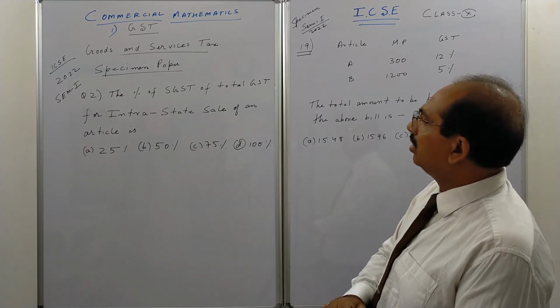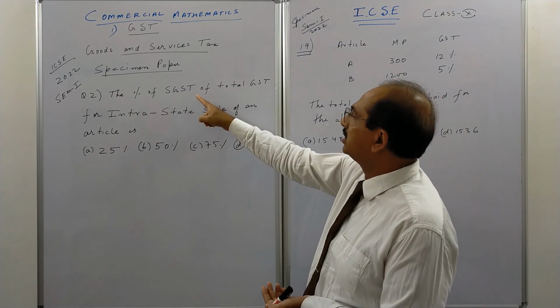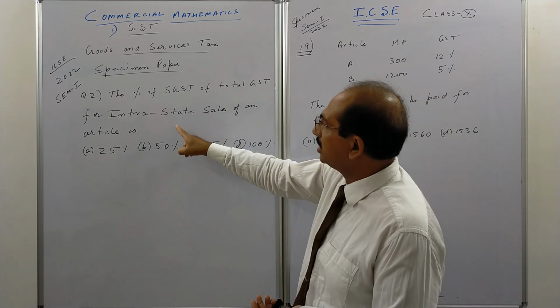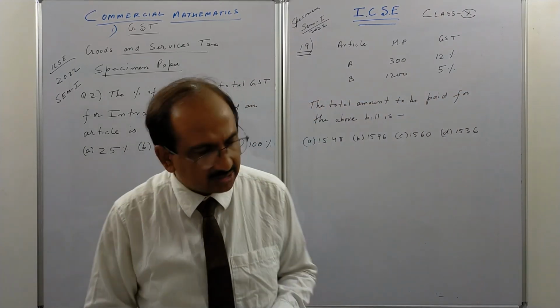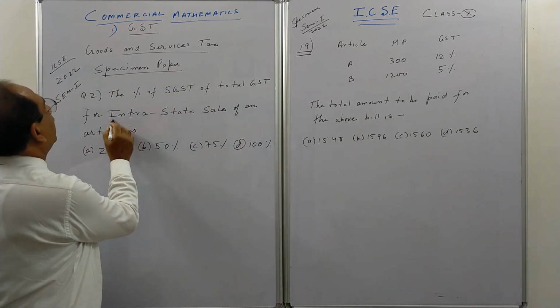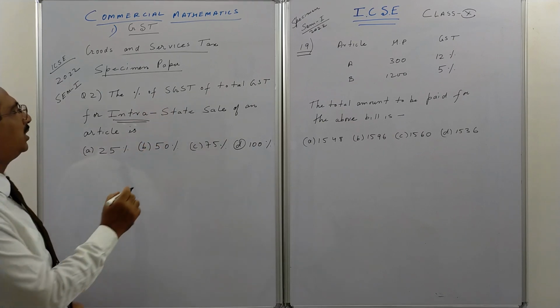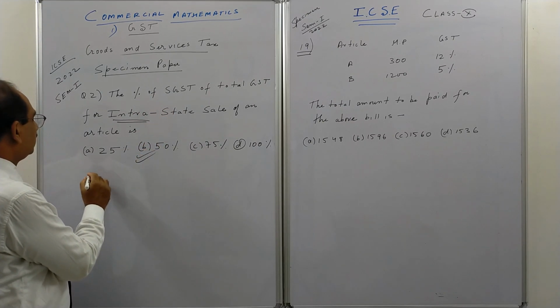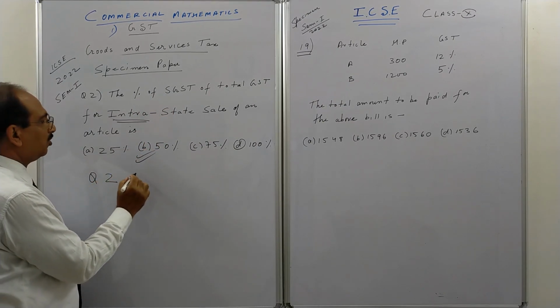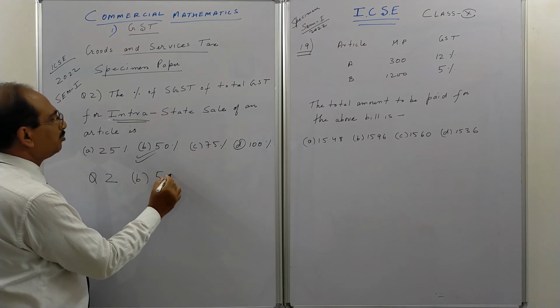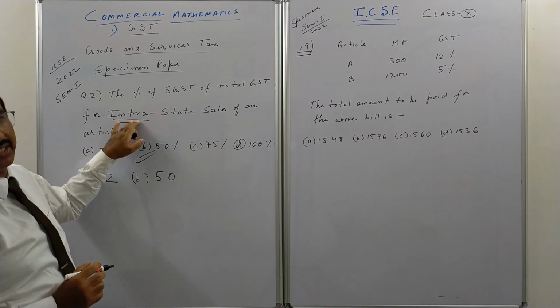Question 2: The percentage of SGST, state GST, on total GST for intra-state, children. See, this word is very important: intra-state. When it is within the state, the state government gets 50%. So the answer to question 2, this is how we write, is B, 50%. So intra-state, mark this word.